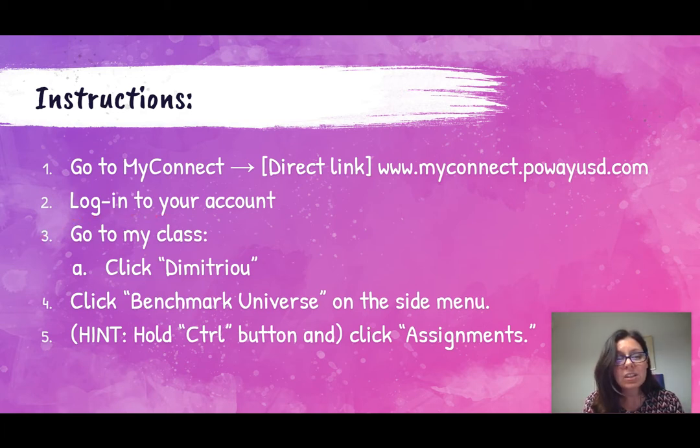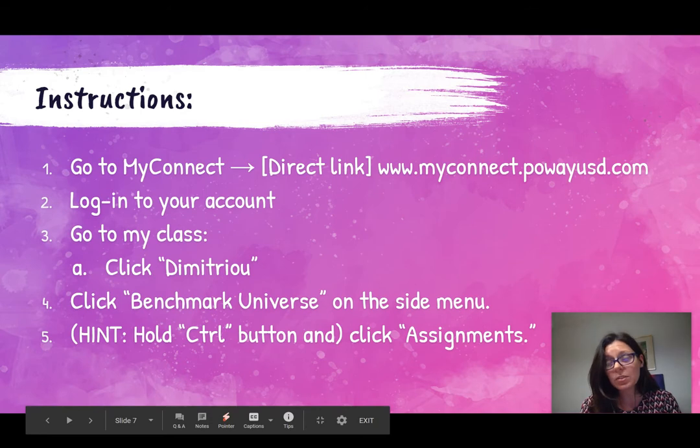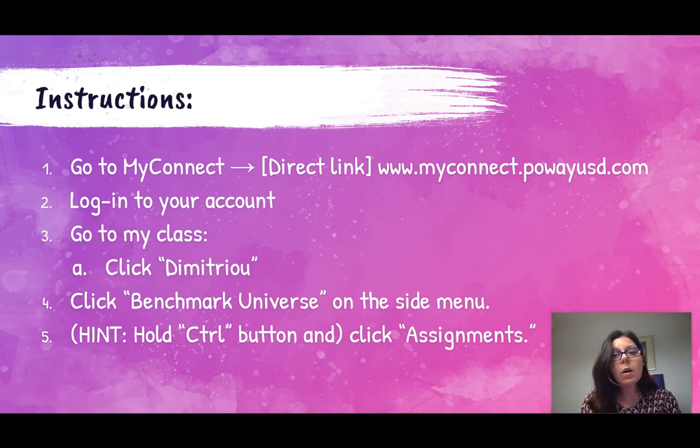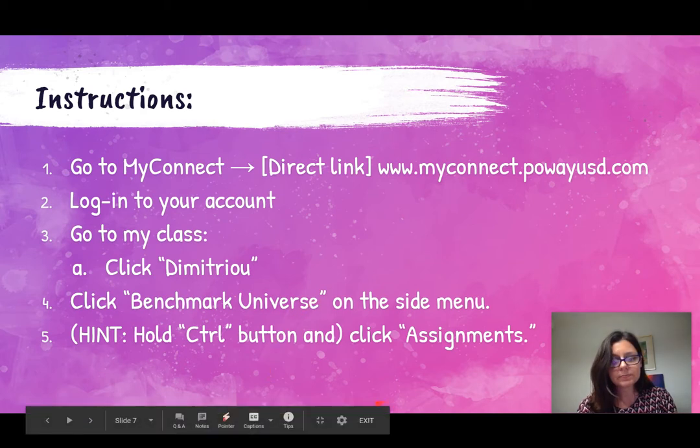After that, you're going to see the main menu. You're going to click my name, Demetrio, and then you are going to select Benchmark Universe on the very side of the page. And you're going to click assignments and you'll see what I assigned you, which is awesome. Now, my little trick is that if you are trying to go onto Benchmark Universe, if you press the control button and then click assignments, you'll see Benchmark Universe as its own screen. So let me go ahead and show you that.